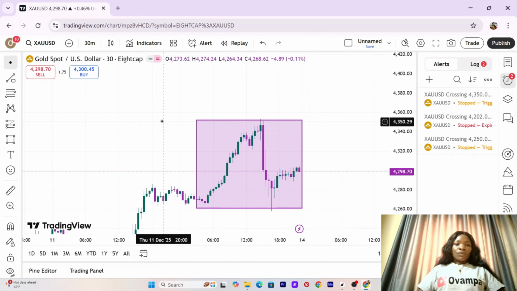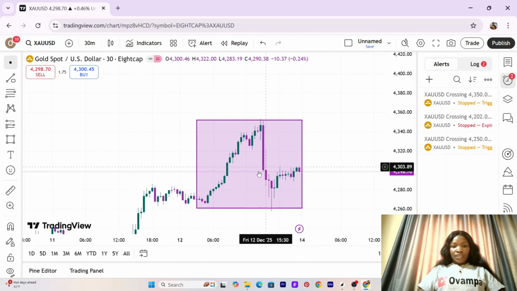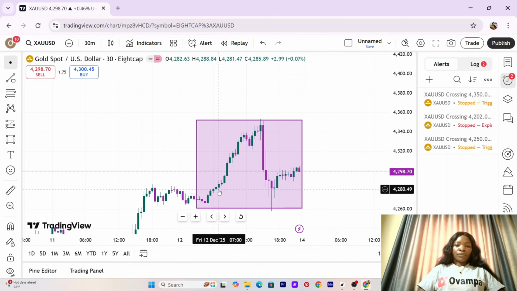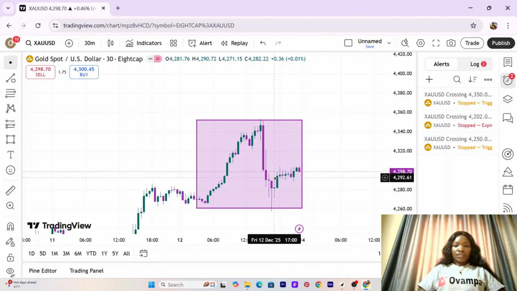4-hour represents 1-hour candlestick times 4. That means 30 minutes candlesticks times 8, right? So if you add 1, 2, 3, 4, 5, 6, 7, 8, this is one candlestick on the 4-hour time frame. All right, and this and this.